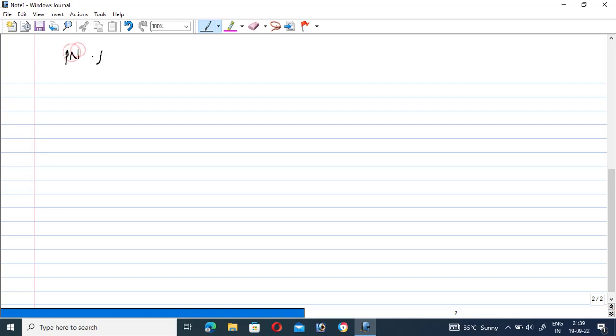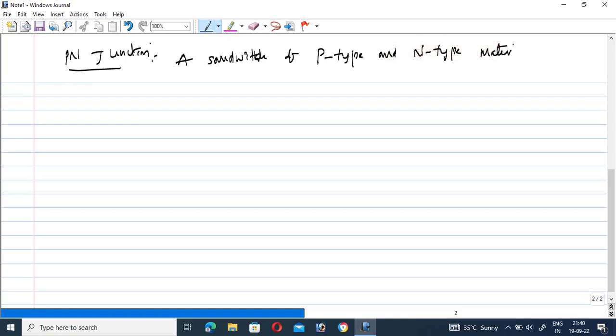So a PN junction is a sandwich of P type and N type material. The semiconductor sandwich of P type and N type semiconductor material forms a PN junction, right?